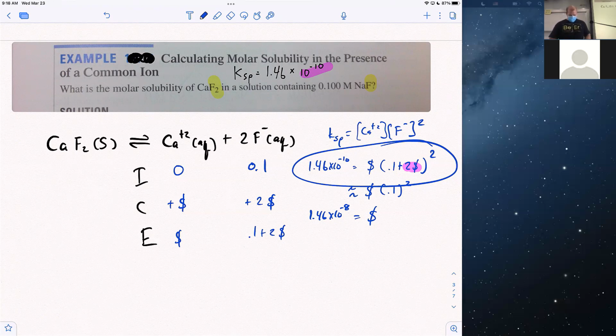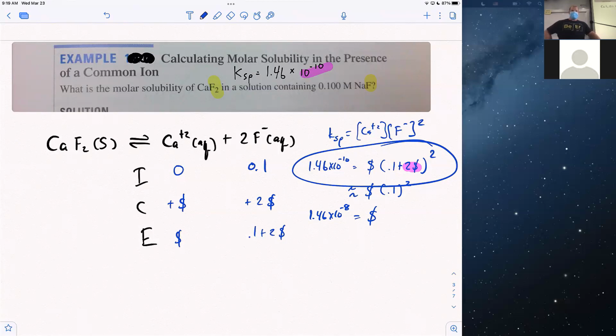So, okay, recap for this one. This is an example of a common ion effect. So now we're looking at the solubility of something that's in a common ion, so calcium fluoride dissolved in a solution of sodium fluoride. And if you're wondering, does this increase or decrease the solubility, it actually decreases.